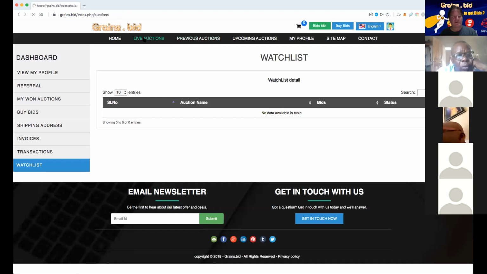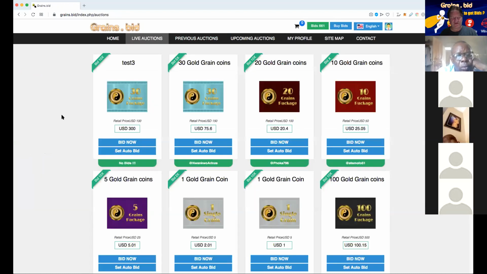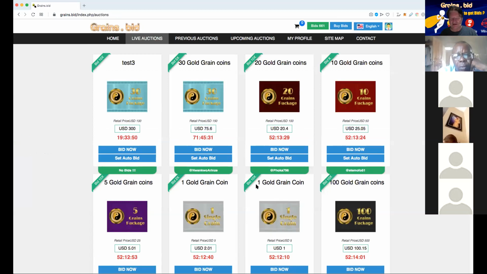I go over to the live auctions. These are currently the live auctions. This is a test unit right here, so this one is just for testing. They're working on some things on the site right now. This auction is coming up for, I think, Saturday or Sunday, something like that. So this is 30 gold grain coins.